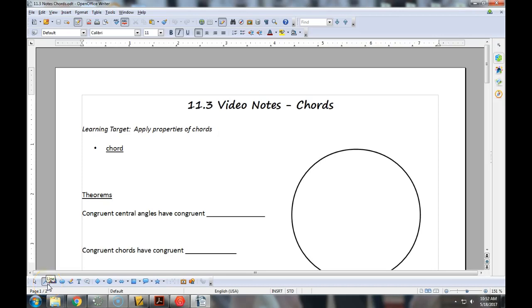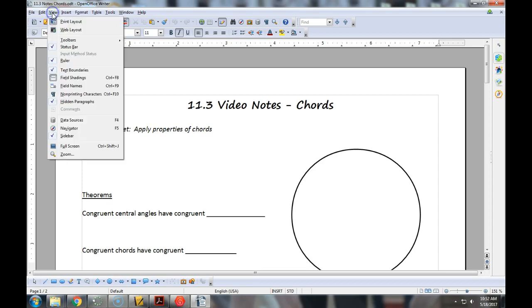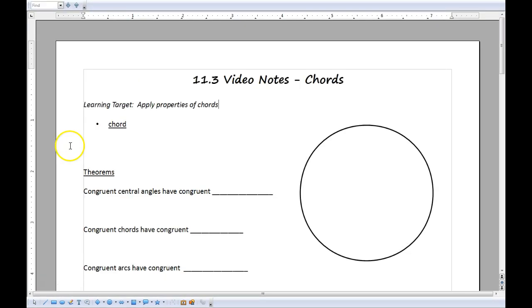11.3 video notes, talking about chords today. I don't know how much you've had with chords in the past, probably not a whole lot. Normally we just talk about circumference and area and things like that, so chords are probably a new ball game here. So let's jump right into the notes.